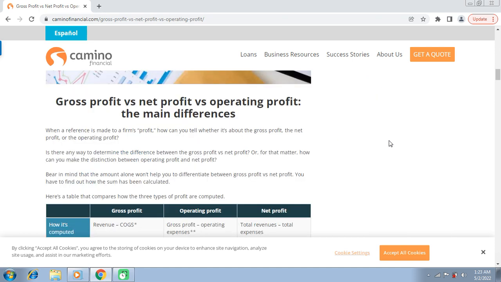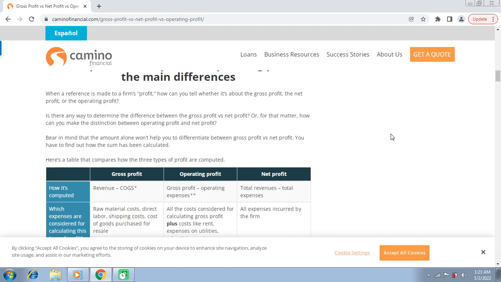Gross profit versus net profit versus operating profit. The main difference is when a reference is made to a firm's profit. How can you tell whether it's about the gross profit, the net profit, or the operating profit? Is there any way to determine the difference between the gross profit versus net profit? Or for that matter, how can you make the distinction between operating profit and net profit? Bear in mind that the amount alone won't help you to differentiate between gross profit versus net profit. You have to find out how the sum has been calculated.